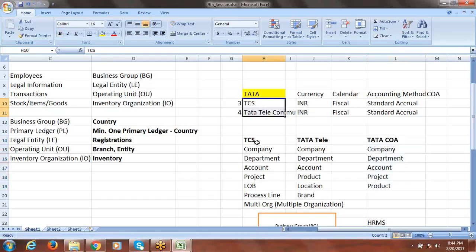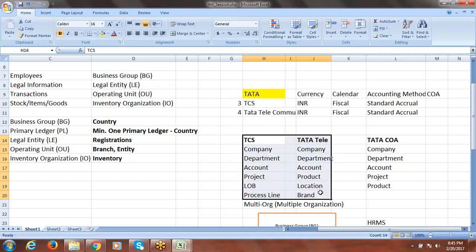companies. The reason is the two companies have requirements of different chart of accounts. If two companies can use the same chart of accounts, we'll go with one primary ledger for one country. Even though these two companies are running in one country and fall under the same group, because they have different chart of accounts requirements, in that case we'll go with a different primary ledger within the one country.